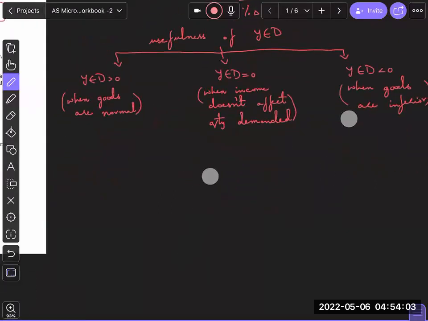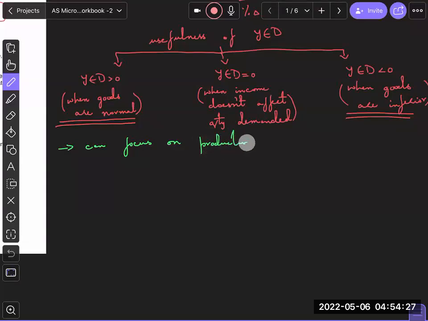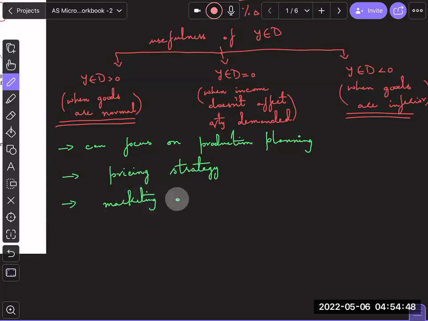सही, ये आपने बता दिया. Then you can explain okay, how does the firm use the knowledge of YED when the goods are normal and when the goods are inferior, such as can focus on production planning, pricing strategy, marketing of goods.